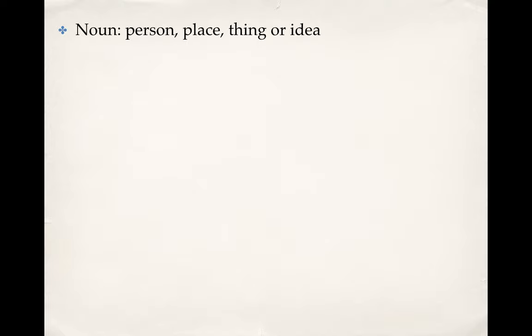First of all, nouns: person, place, thing, or idea. Some examples of a noun: child, country, bagel, love. These are all, I have a person, place, thing, and idea. So words that represent those things are nouns.